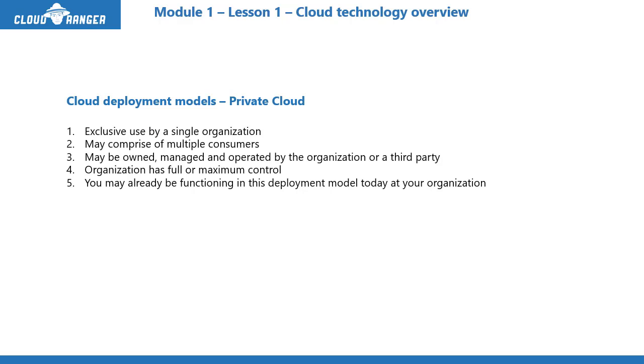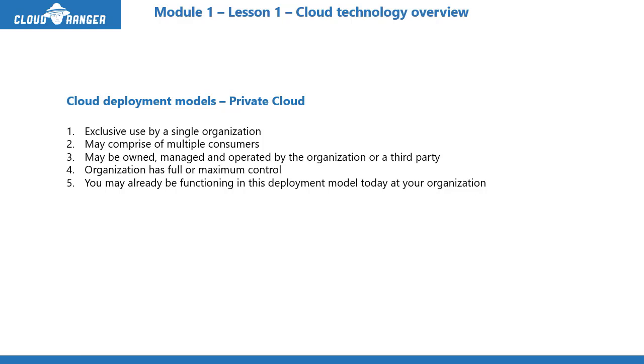So what is the private cloud model? I'm trying to ignore the word deployment here. I'm pretty sure some of you have heard about private cloud. So private cloud is exclusively used by a single organization. So your organization could have a private cloud. It may comprise multiple consumers, meaning that it's a single organization but different business units, sales, marketing, accounting, IT, whoever. There are multiple consumers who could be using this cloud.